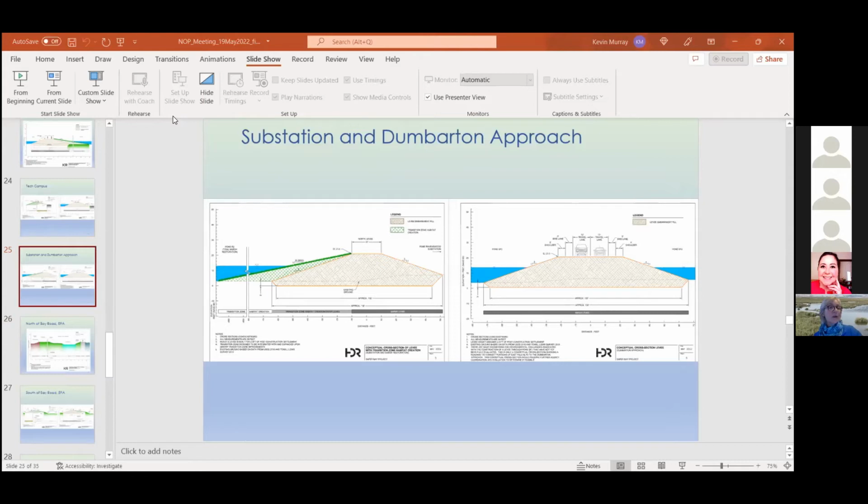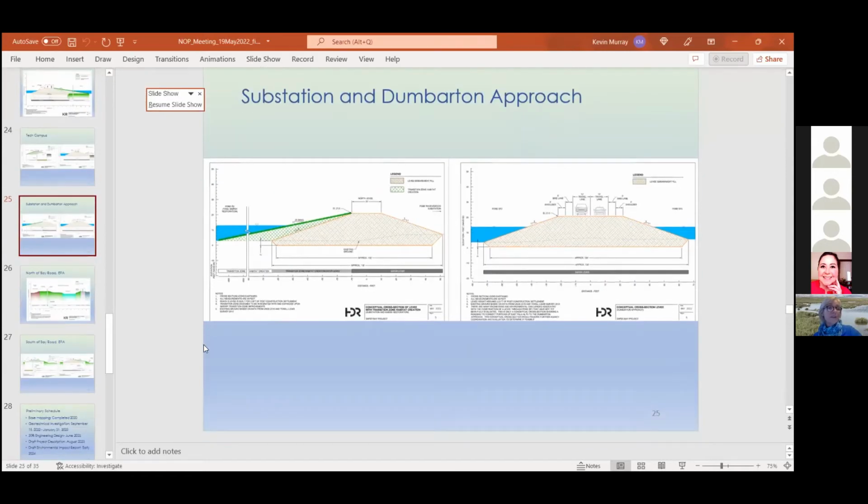There are both engineering and environmental constraints, but we will evaluate this at a program level in the EIR. We know how important the loop road is to the residents of East Palo Alto, and we will evaluate this as well as options on either side of this, where we show 3 different options for the Dumbarton Approach area. Next slide. The next slide is the North of Bay Road in East Palo Alto.